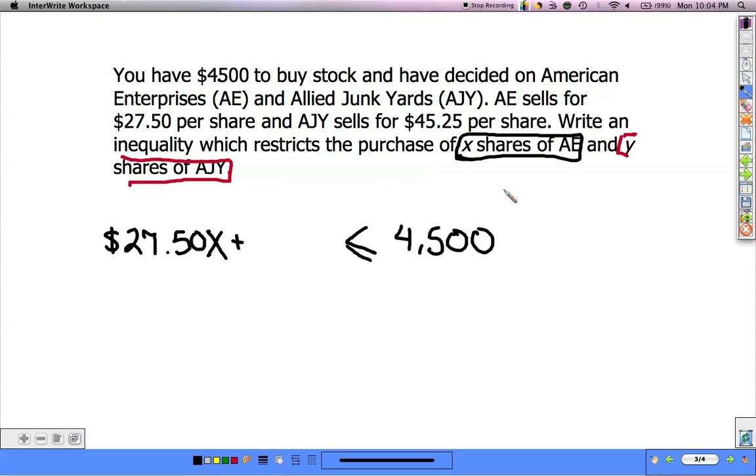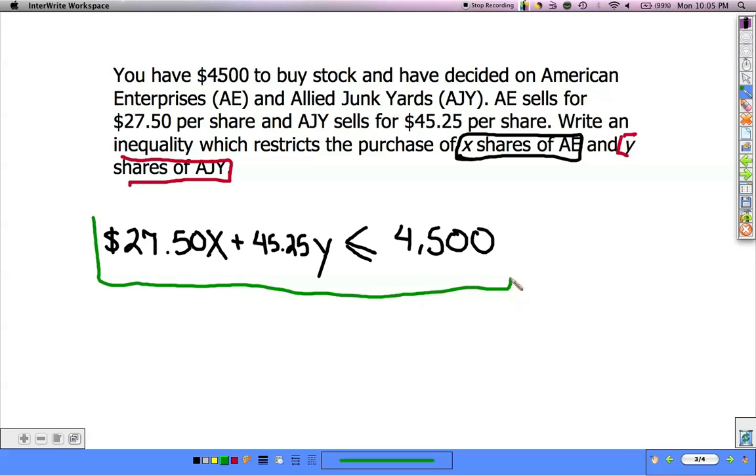the amount of shares of AJY, which go for $45.25, and the amount of shares of those would be Y. And there you have it. That's my inequality to show how things are being restricted.